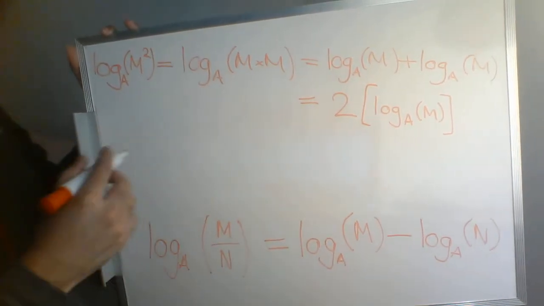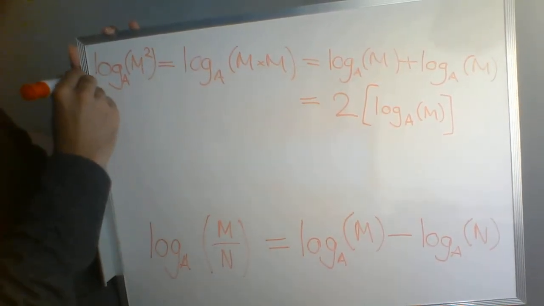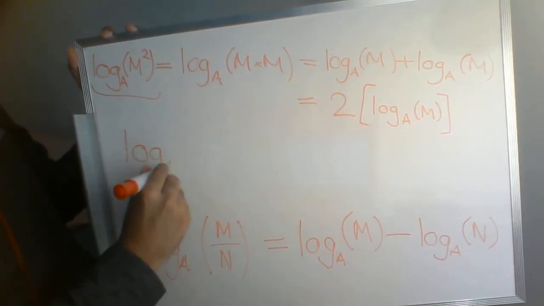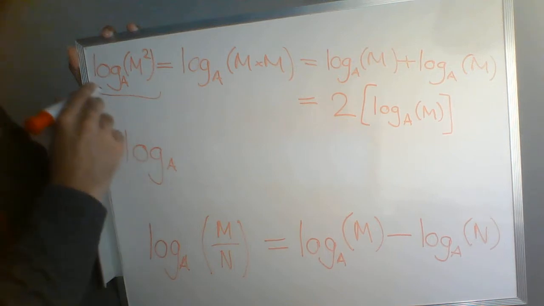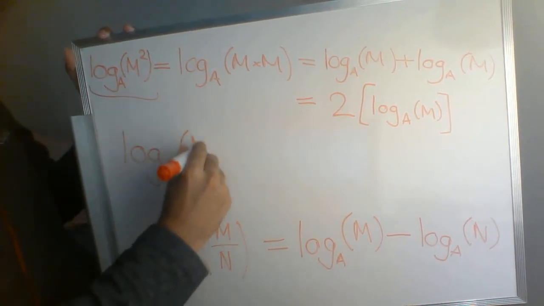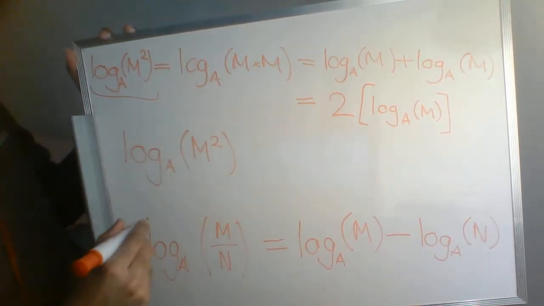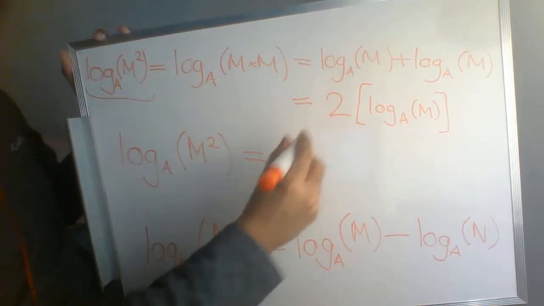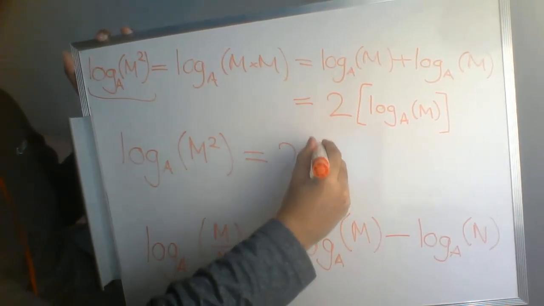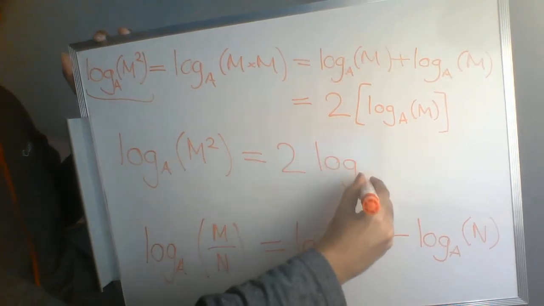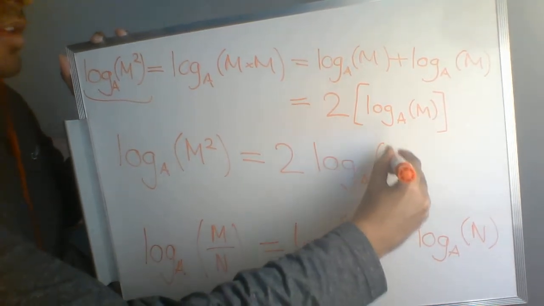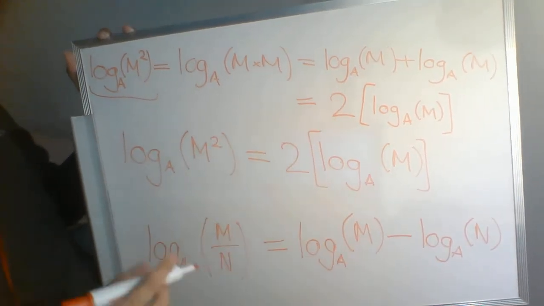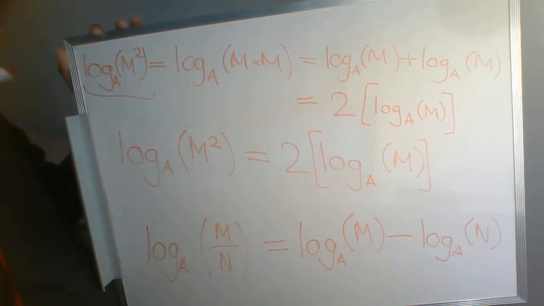So we started with the one that I just erased, but now what we've got is, if you look at this, we've got log, I'm going to write this a little bit larger so that you can see it clearly. Log base a of m squared is equal to 2 times log base a of m. Right? Now, here's the thing.